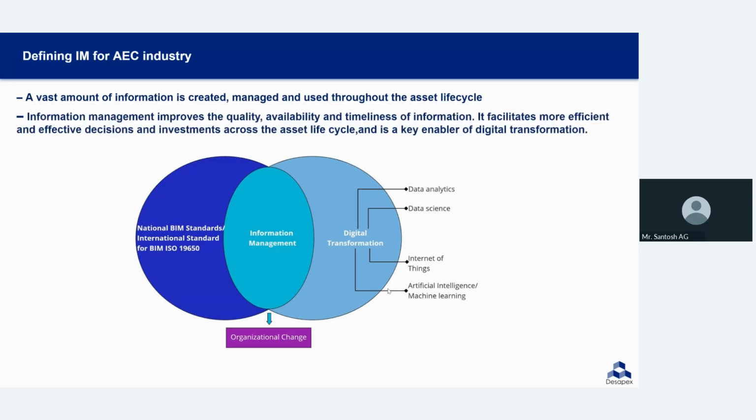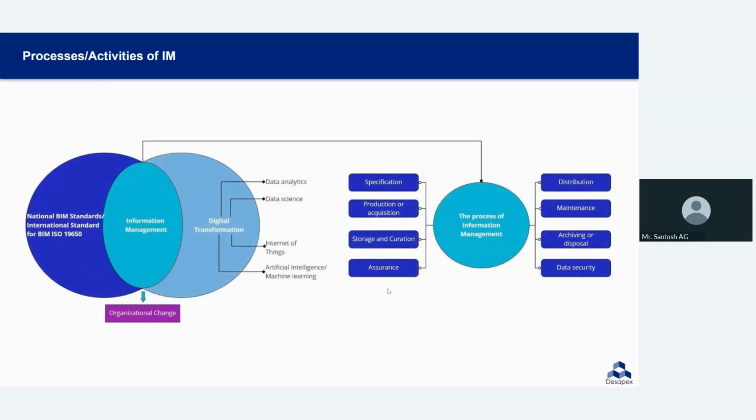Together, these approaches improve the quality, availability, and timeliness of the information available to organizations, also facilitating more efficient and effective decisions and investments across the asset life cycle, and also being a key enabler of digital transformation. The chart also focuses on the processes, or what you call the activities, of information management, which are the data specifications, data distribution, production, maintenance, storage, archiving, assurance, and security. Now let's get into the definitions of all these activities.